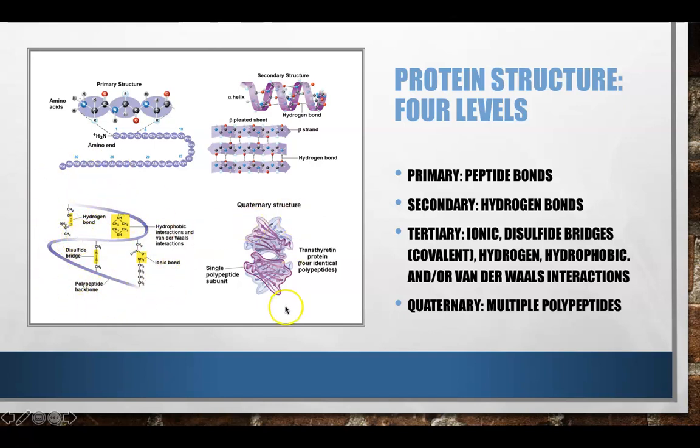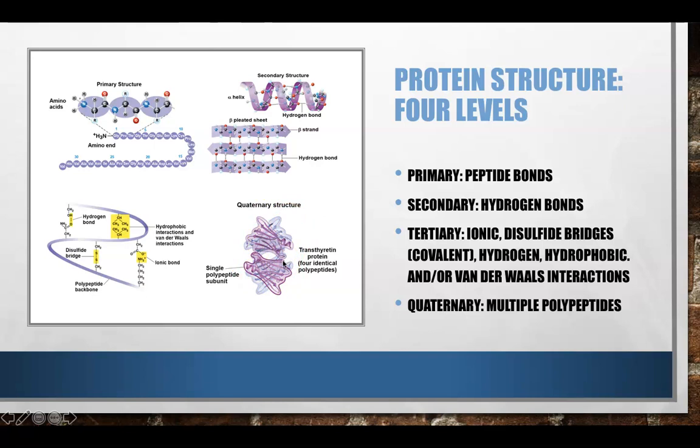Now, a quaternary structure is simply going to be multiple subunits. So this may be one subunit, and you may have a different subunit or multiples of the same subunit. But when those subunits interact with each other, you have what's known as a quaternary structure.